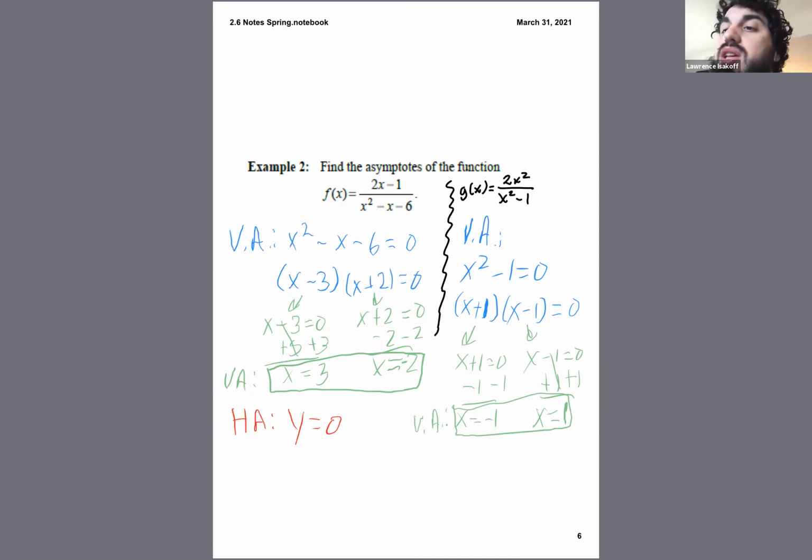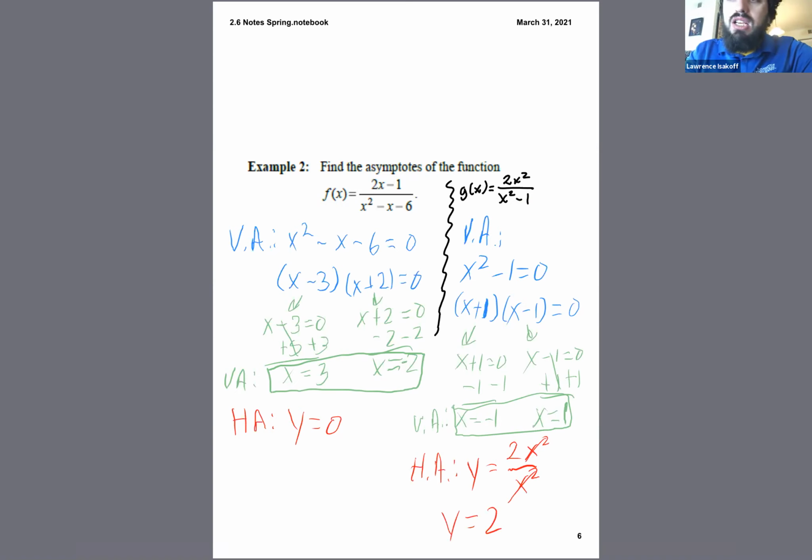My horizontal in this case happens the following. I have basically 2x squared over, I want to say y equals, sorry, I can look at this as 2x squared over x squared. I'm just ignoring the minus 1 now for the horizontal. I go, oh, the x squareds would cancel, just leaving me with y equals 2. So that's how we find our asymptotes mathematically.